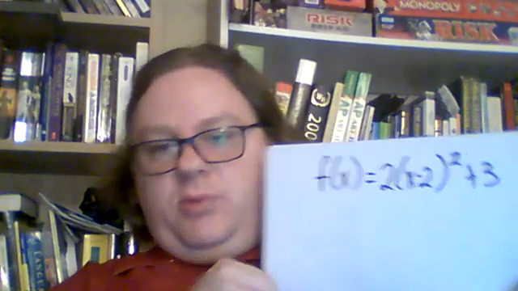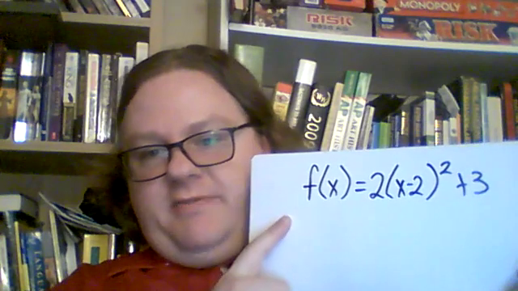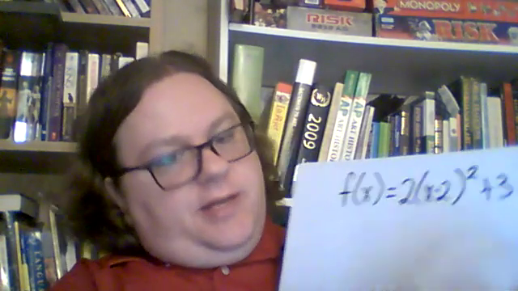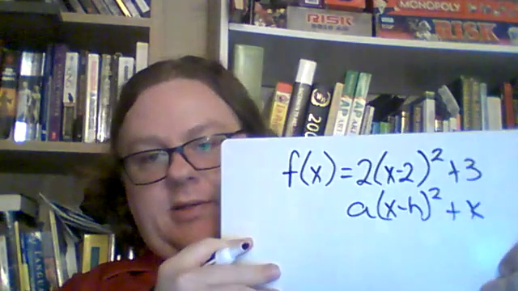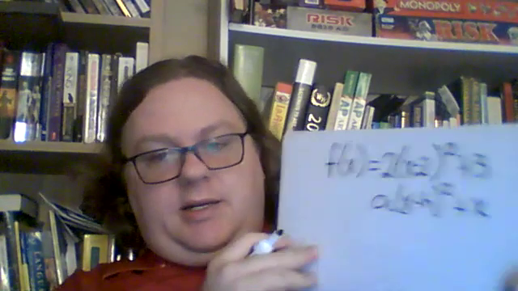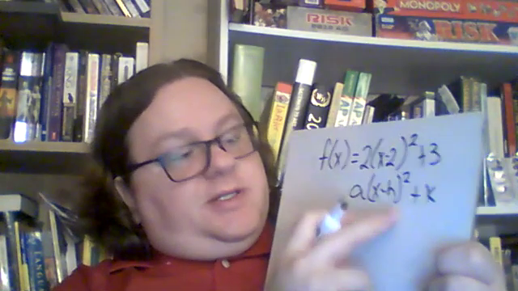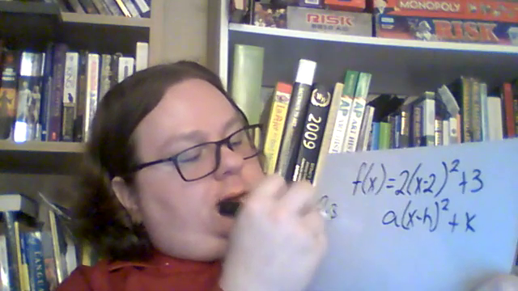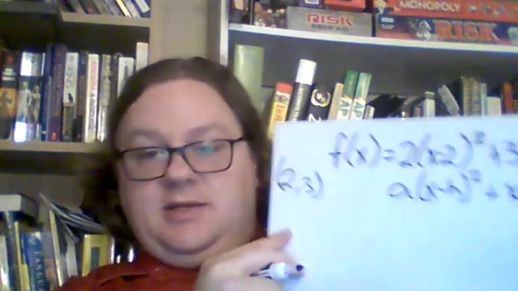Here is example number 1. They give us f of x equals 2 times x minus 2 squared plus 3. Now, if you look back, you'll recognize that this is in vertex form. A times x minus h squared plus k. See that? That's vertex form. So the first thing we're going to do, anytime we see it in this form, is just take that 2 out, take that 3 out, put them to the side. That is our vertex. We might need that for later.